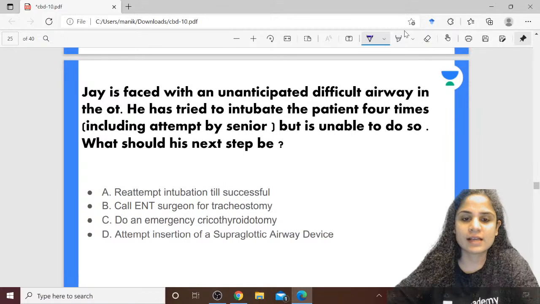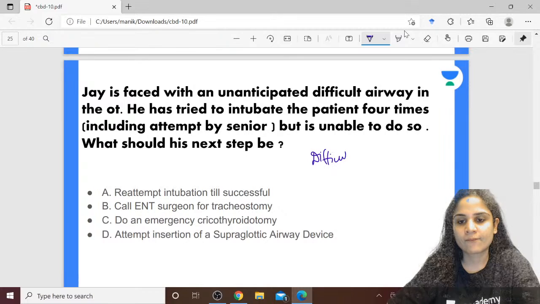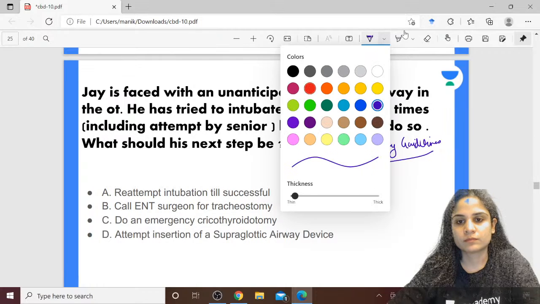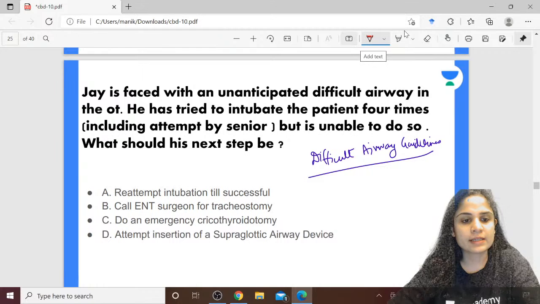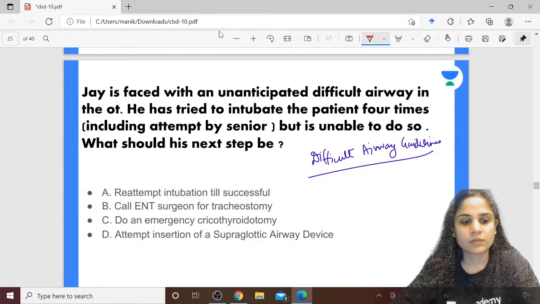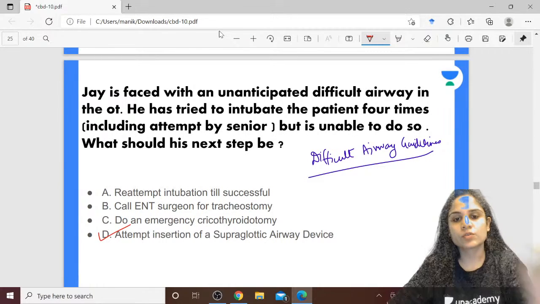Okay, you all should know this. This is as per the difficult airway guidelines. So can you guys tell me the difficult airway guidelines? Alright. So the correct answer over here is attempt insertion of a supraglottic airway device.